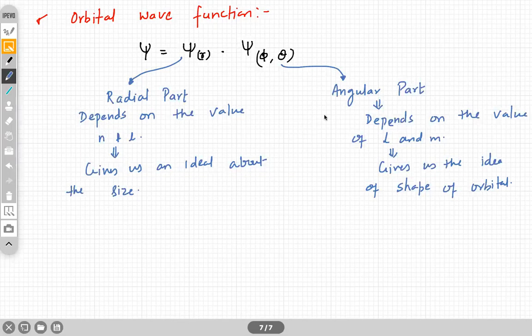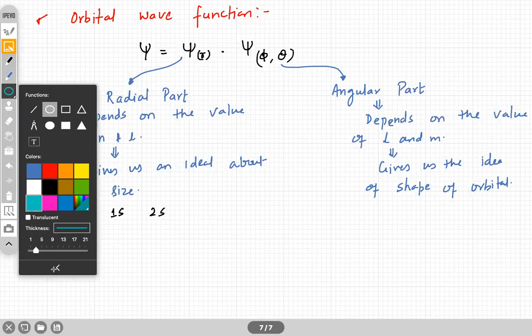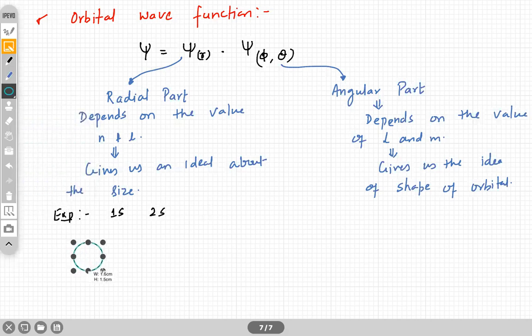Okay. So size means what? Suppose n is the principal quantum number. If we have 1s, 2s, then the size would be like this. 1s will be like this, and 2s would be like this. This is the size of the two orbitals.